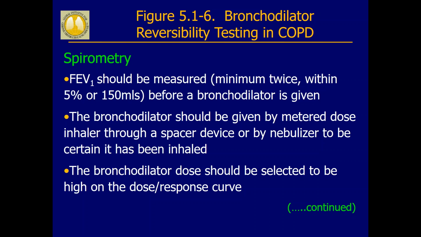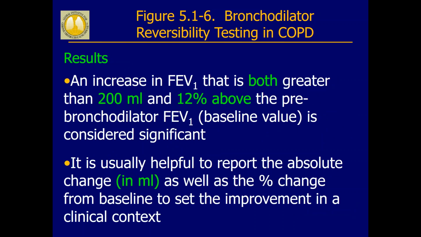And the bronchodilator dose should be selected to be high on the dose response curve. So pharmacy will help you pick which bronchodilator to use. And so when you ask, is this difference in the pre and post bronchodilator significant? What you look for is an increase in FEV1 that is both greater than 200 mLs and 12% above the pre-bronchodilator FEV1. That's considered significant. You may have increases in FEV1 that are below this, and I wouldn't consider that significant.